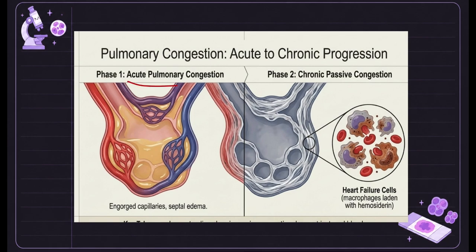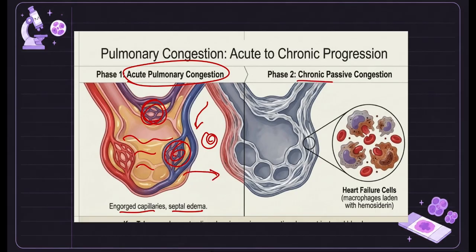During acute pulmonary congestion, the capillaries suddenly become fully engorged with backed-up blood. The septal walls in the lungs begin to swell with fresh edema. As this transitions into chronic passive congestion, that long-standing stagnant blood causes permanent ischemic tissue injury. The delicate lung septa become thick. They become permanently scarred with heavy fibrosis.